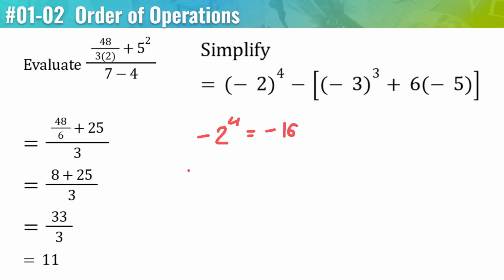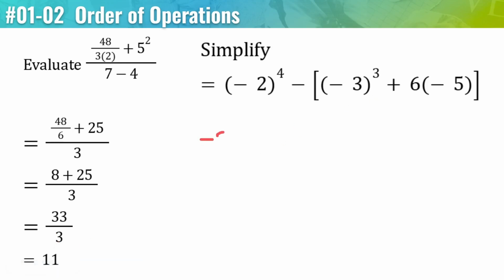But if we have the parentheses, it's actually going to be positive 16. Because if you square a negative number, you're going to get a positive result. And this is true for every even exponent. So if you see 4, 6, 8, or etc., it's going to always lead to a positive number.